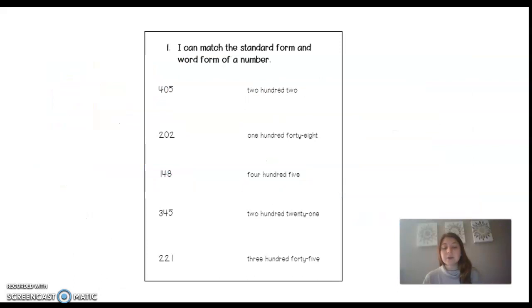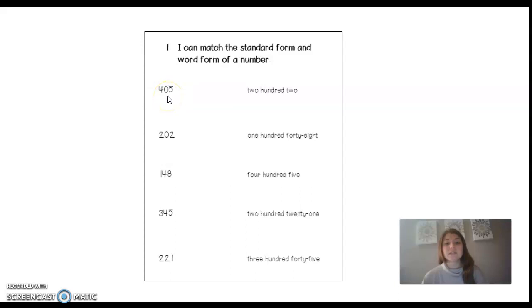Now you are going to complete question number 1. Number 1 says, I can match the standard form and word form of a number. The left side is a column, all of standard form numbers. On the right side, it shows numbers all in word form. Read all of the numbers to find which ones are the same number.